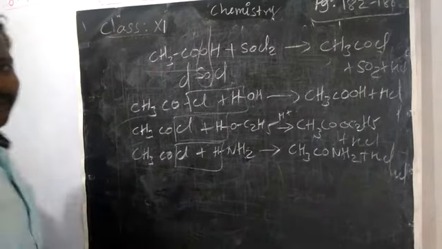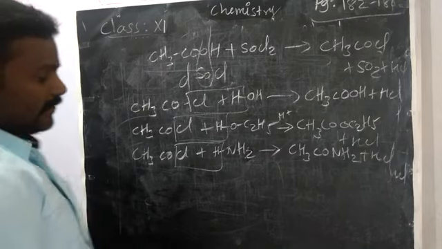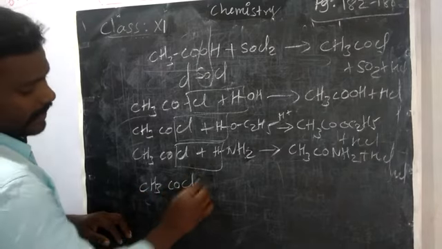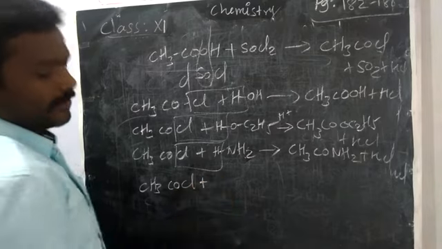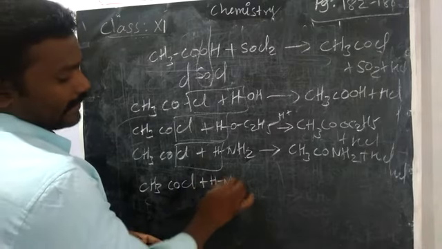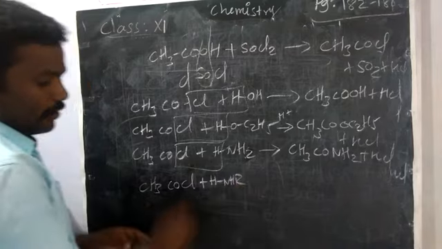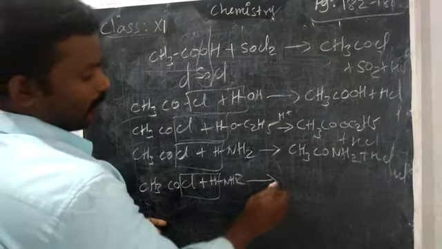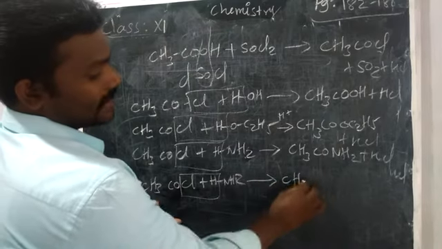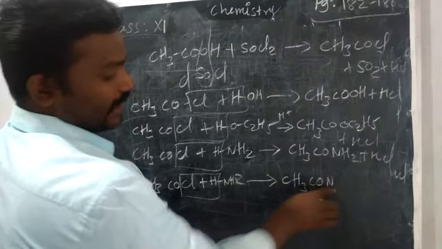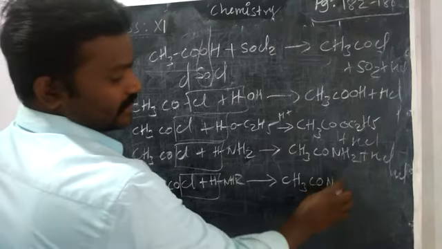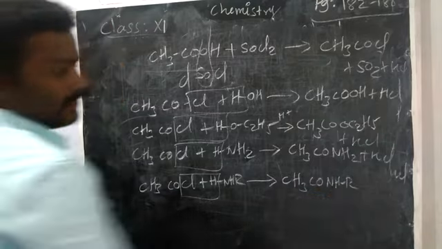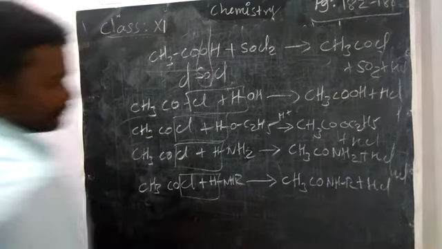Now primary and secondary amines react with acetyl chloride. CH3COCl plus primary amine RNH2. You can write HNHR. For removing HCl, I have written HNHR. Then you will get N-alkyl acetamide. CONH2 means acetamide. In the place of NH2 we have one R. So N-alkyl acetamide with HCl.